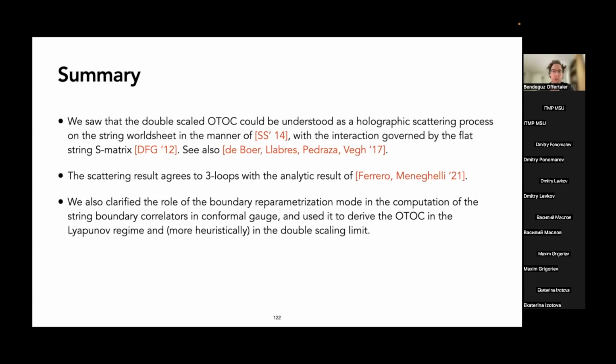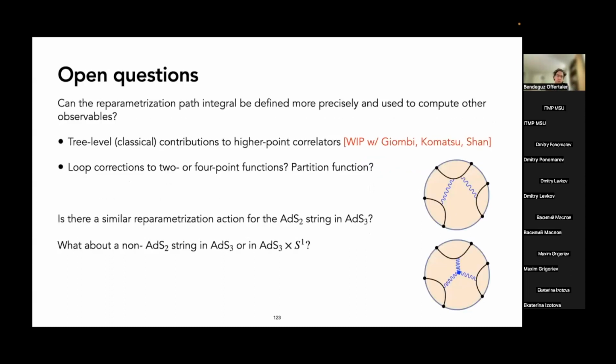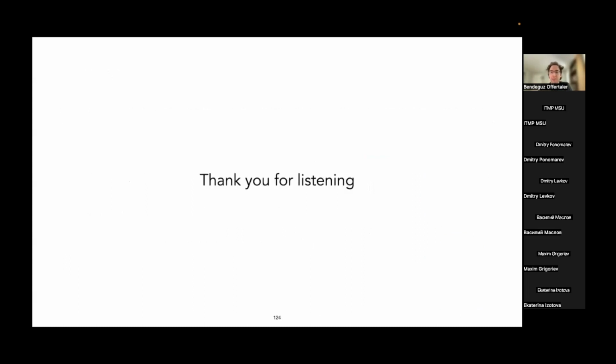Okay, so to conclude, let me just summarize the main messages of the talk. First of all, we saw that the double-scaled OTOC could be understood as a holographic scattering process on the string worldsheet, and that this scattering formulation agrees to 3 loops with the analytic result of Ferrero and Meneghelli for the 4-point function, analytically continued to the out-of-time-order configuration. We also studied the correlators in conformal gauge, and we saw that a key role was played by the boundary reparametrization mode, and we were able to use it to rederive the OTOC in the Lyapunov regime, so at the leading strong coupling correction, and also more heuristically in the double scaling limit. There are some open questions which could be interesting, but let me stop here. And thank you for listening.